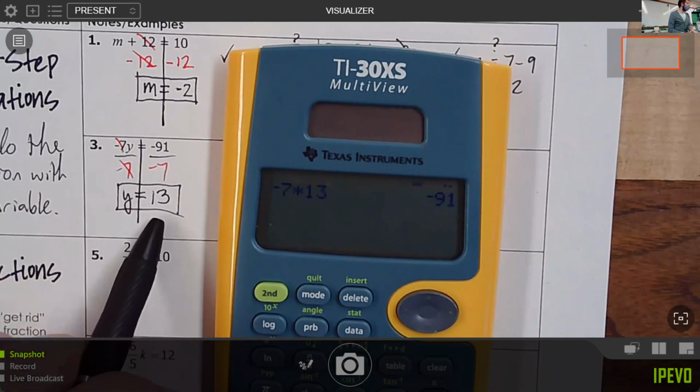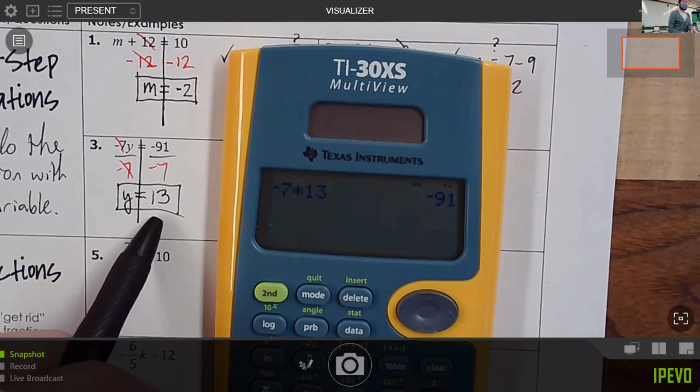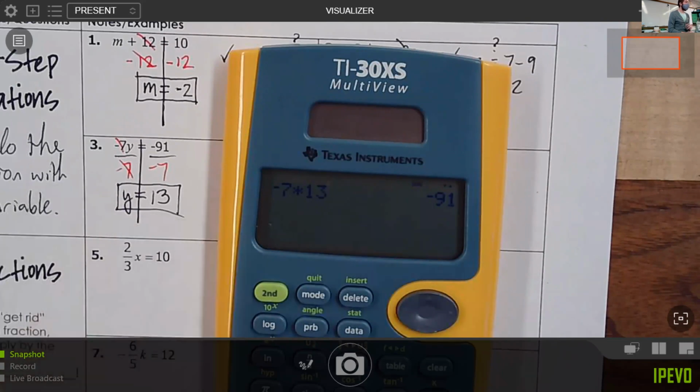And if you have a way to verify that your answer is exactly right, why wouldn't you do that? I would absolutely say every single time, double check to make sure you did it right. Go back, plug it in, see if it works. If it works, that means you did it correctly.